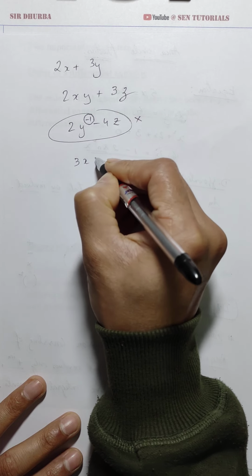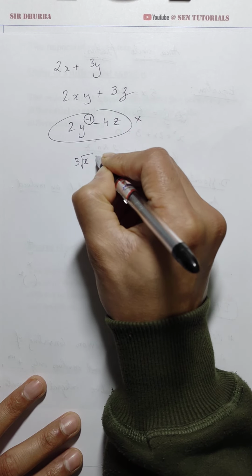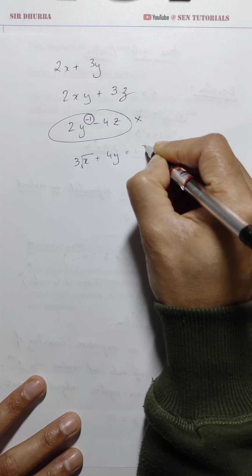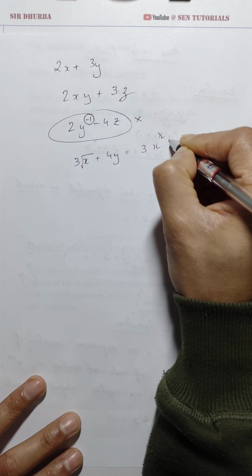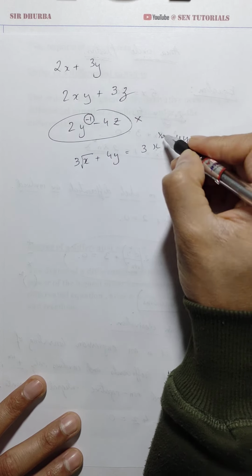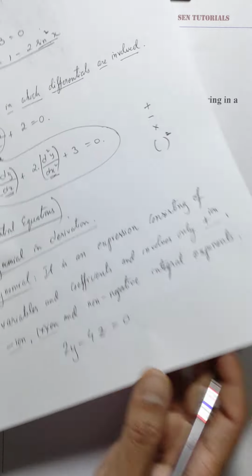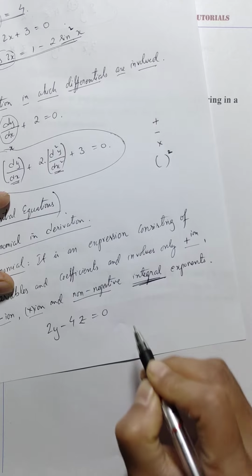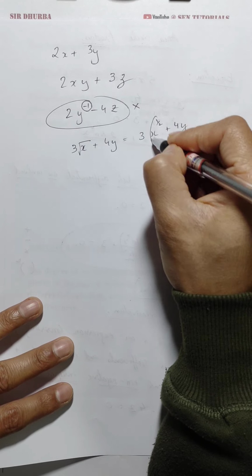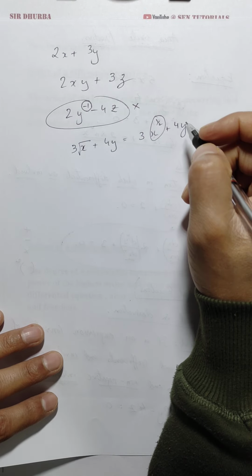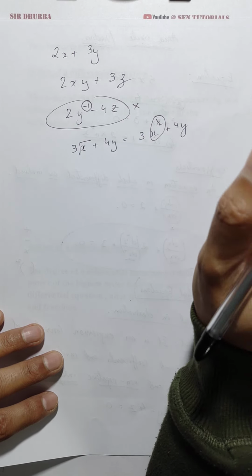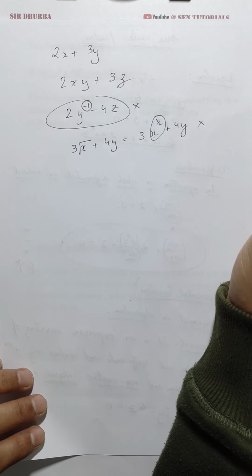Or what about 3 root over x plus 4y? So maybe we can think, okay, I can write this as 3x power 1 by 2 plus 4y. So it's positive, of course it's positive, but again, if you remember, non-negative integral exponents, integers only. So 1 by 2 is not an integer, so it should not involve fractions also. Exponents only, non-negative integers only.